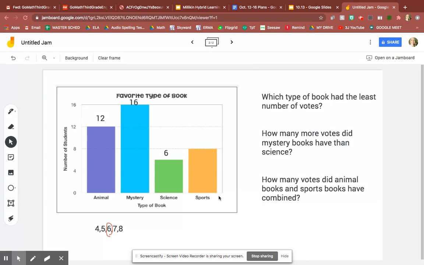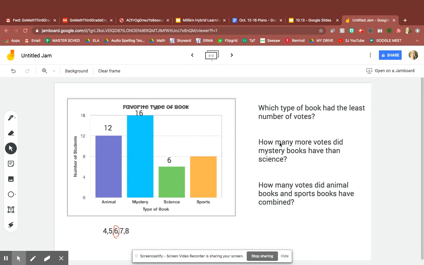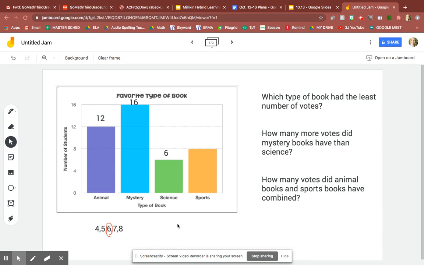And how many votes did sports books get? Looks like they got 8 votes, right? It goes all the way up to the 8. Perfect. So now let's answer question 1.